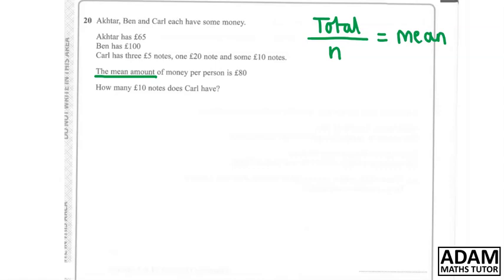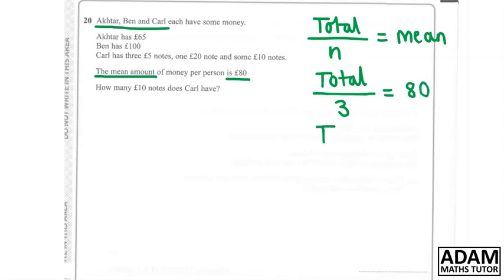Now if I fill in the parts of this which I know, the total I don't know, I'd like to work that out. I do know how many bits of data there were. There were 3 people, so n would be 3, and they have told me what the mean is equal to. The mean was equal to 80. So my total divided by 3 equals 80, and that means that doing the inverse, 80 times 3, means that my total should have been £240.